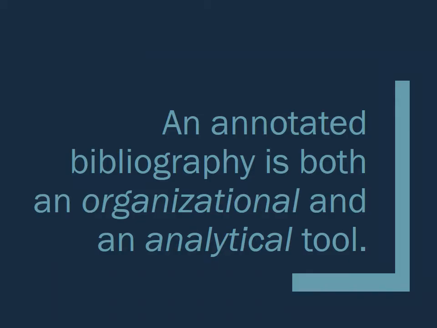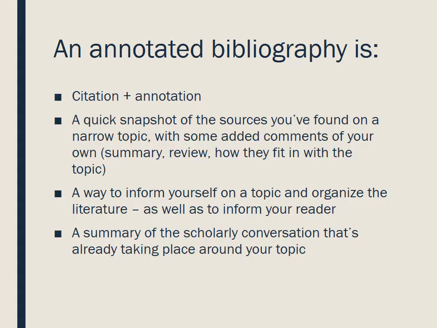An annotated bibliography is a way to both organize and analyze the literature that you find in a literature review. An annotated bibliography is a list of entries. Each entry is made up of a citation or reference as well as an annotation. The annotated bibliography altogether is a quick snapshot of the sources that you've already found on a relatively narrow topic with some added comments and critique of your own.